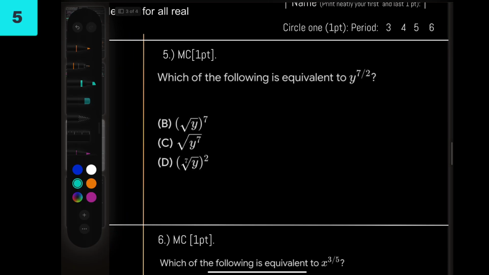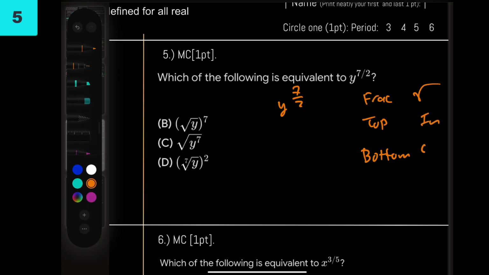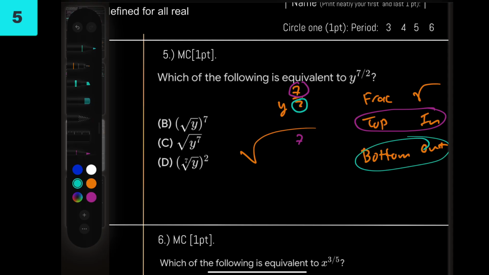Question number 5, which of the following is equivalent to y to the 7 halves? So y to the 7 halves, we have that silly phrase for the fraction: top, bottom, and for the radical, it's in, out. Okay, so this is the top, so it's going to go on the inside. And then this is the bottom, so that's going to go on the outside.